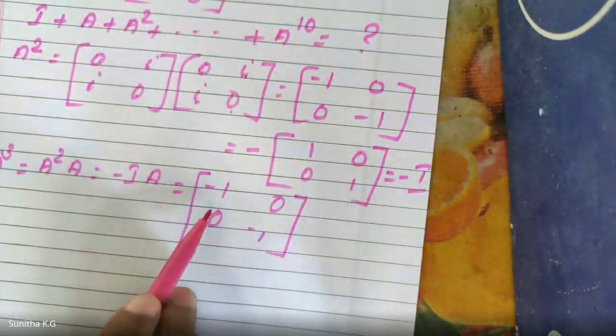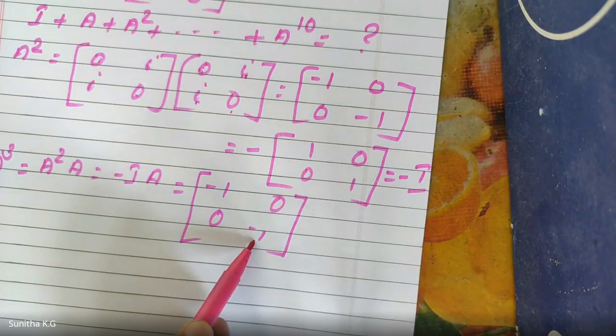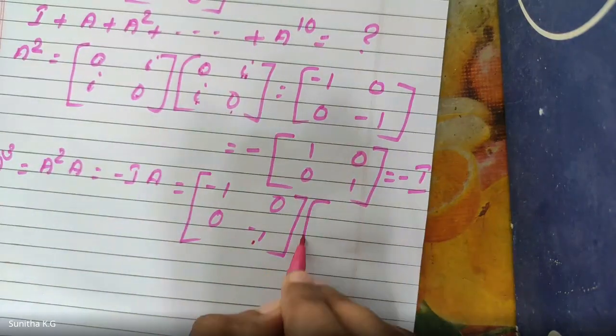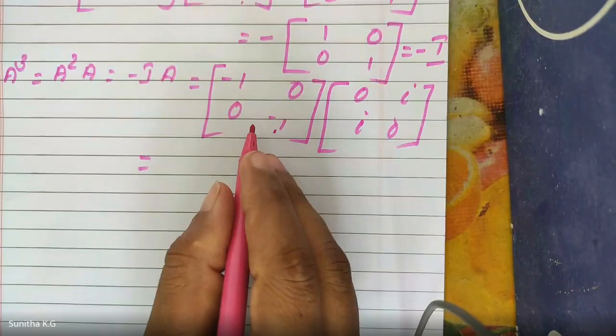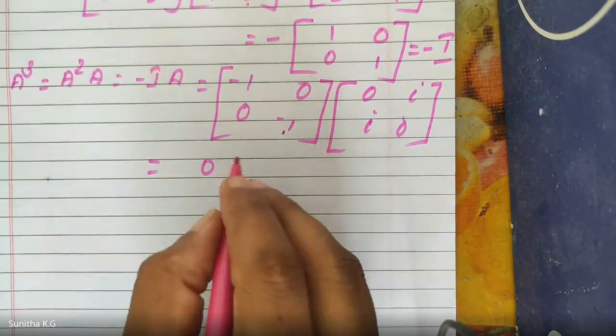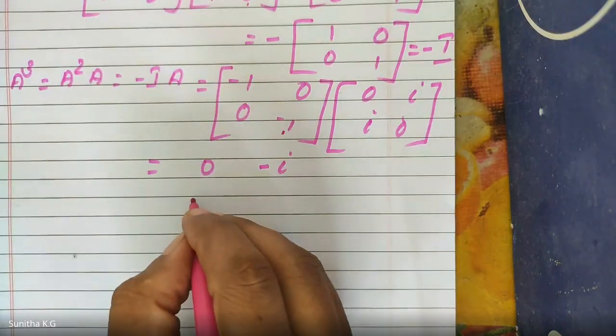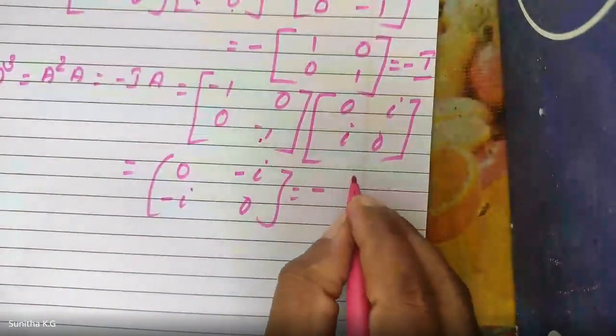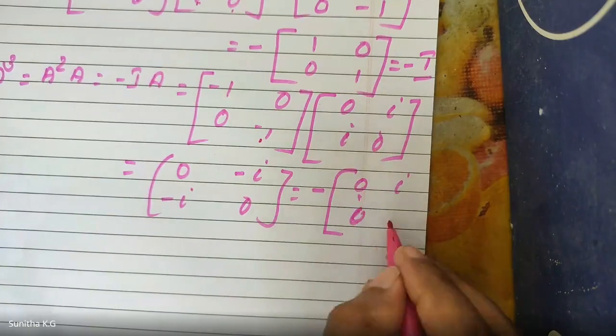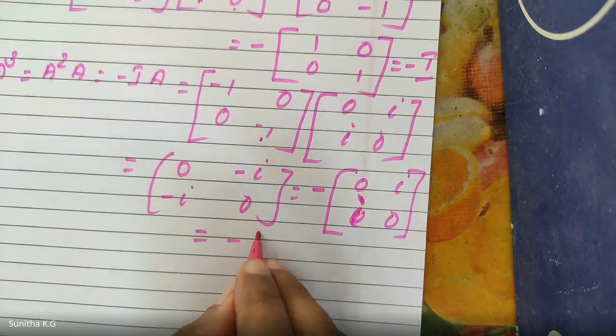Then there is no problem. Is this minus I? Okay. Then A. What is A? 0, i, i, 0. Actually, when we take the minus outside, what do you get? 0 i, i 0. What is it actually? Minus A. So simply you have to say minus I into A.